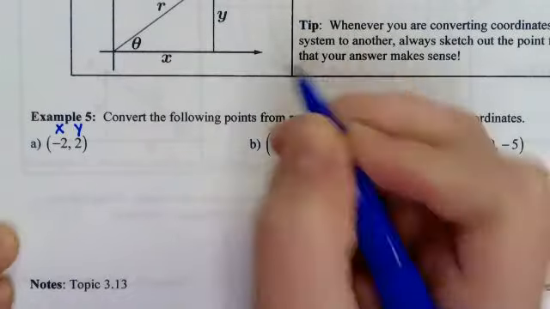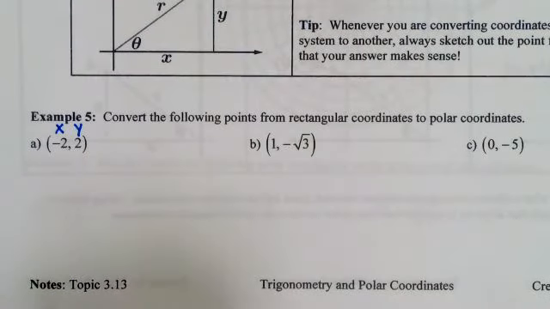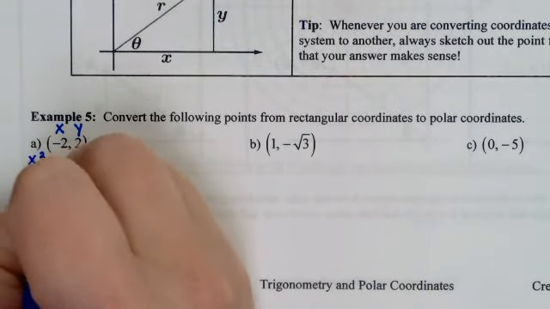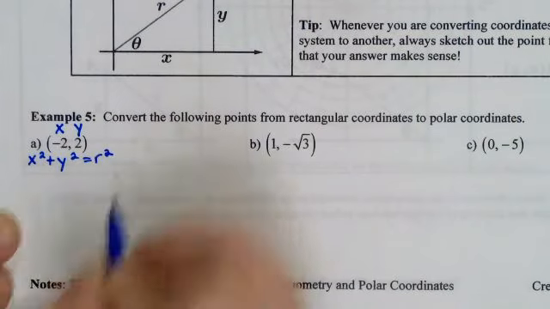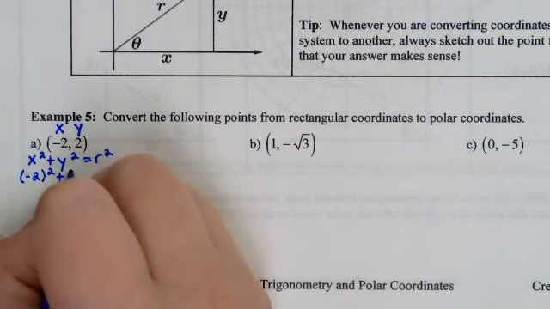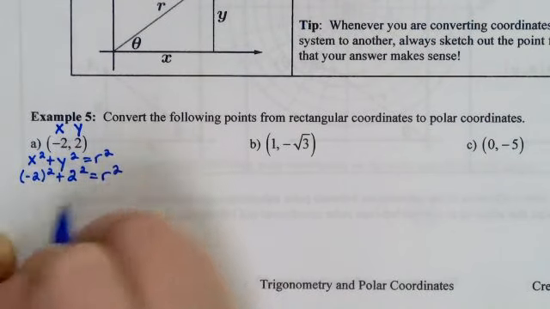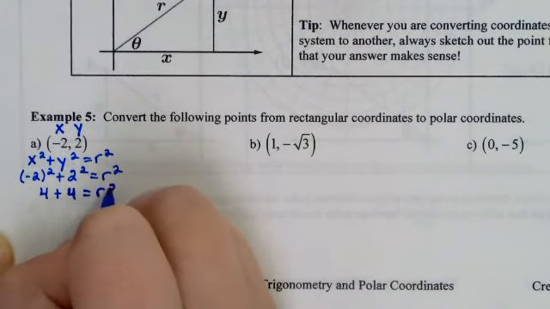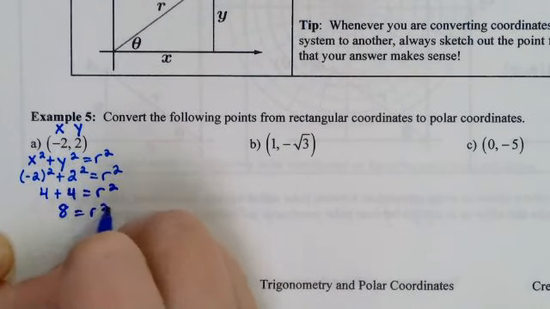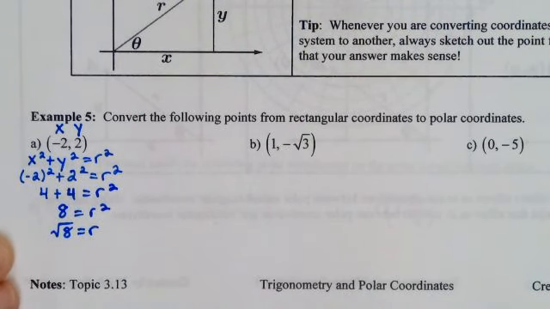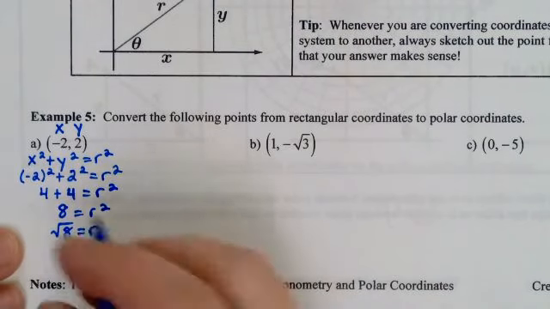They've given us the x and the y this time. And so we're going to plug that into the x squared plus y squared equals r squared scenario. That's going to be (-2) squared plus 2 squared equals r squared. (-2) squared is 4 plus 2 squared is 4 equals r squared. That is 8 equals r squared. And so the square root of 8 is r. Technically, we could have positive or negative, but it's going to be easier on you to use the positive. So we're going to go with the positive.